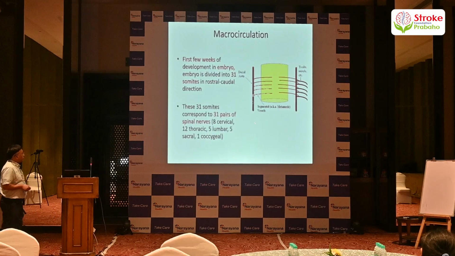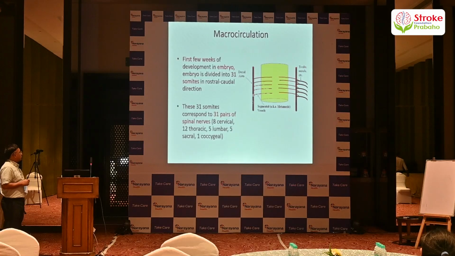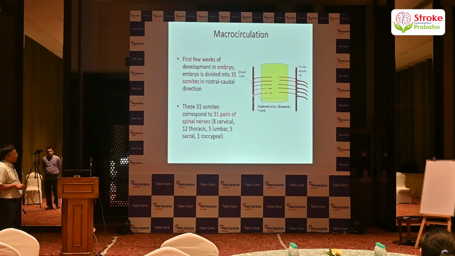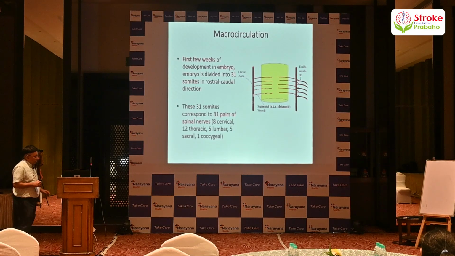So that is about the fetal development of the spinal cord. Yesterday, Dr. Deep discussed these points very well, so I will just have a brief discussion about this. In the first few weeks of the embryo, there are 31 somites, from the rostral to caudal direction. And these somites correspond to the 31 pairs of spinal nerves: 8 cervical, 12 thoracic, 5 lumbar, 5 sacral, and 5 coccygeal. At each level, these somites are supplied by vessels, and these vessels are supplying the ribs, muscles, etc.